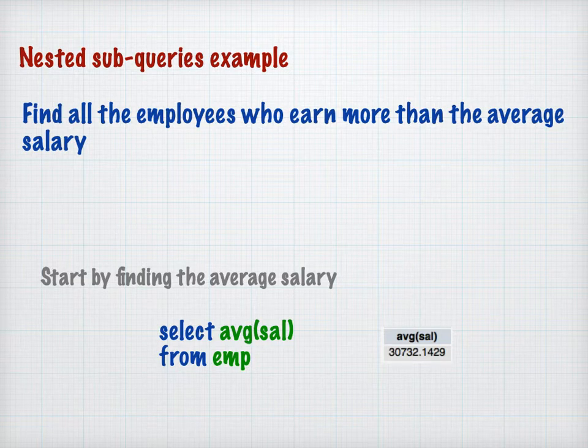Now, of course, what we're looking for is all the people who earn more than that average salary. So if it was show me all the people who earn more than 30,000, we know how to write that. It would be select star from emp where sal greater than 30,000. So instead of using the 30,000, we can use that statement to say, show me all the people whose salary is more than that. So let's see what that looks like.